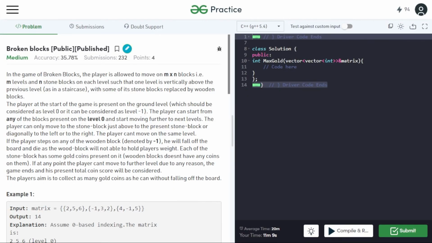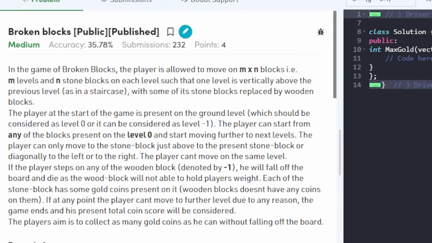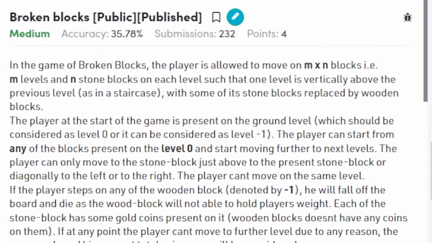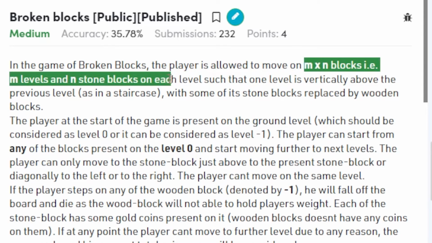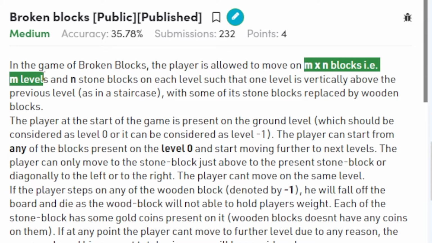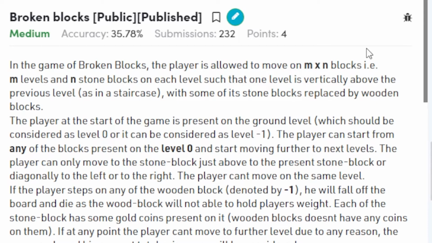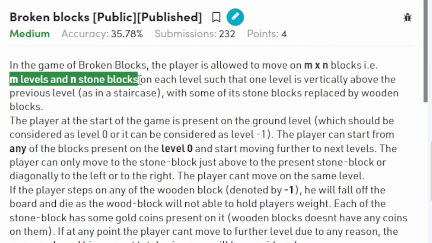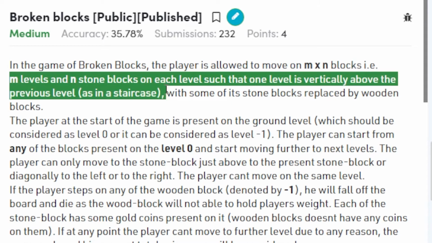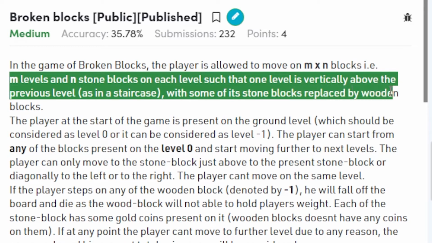In this video, we are going to discuss the problem Broken Blocks. In the game of Broken Blocks, the player is allowed to move on an m into n grid of blocks, in which there are m levels and n stone blocks. So these m into n blocks are arranged such that there are m levels and n stone blocks on each level. These levels are vertically above the previous one, just like a staircase, with some of its stone blocks replaced by wooden blocks.